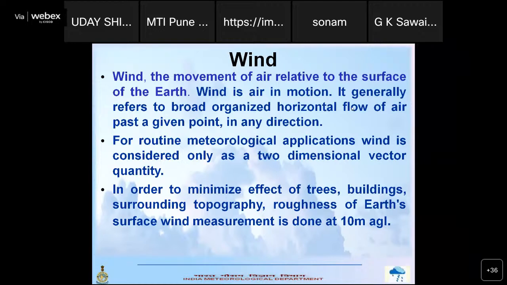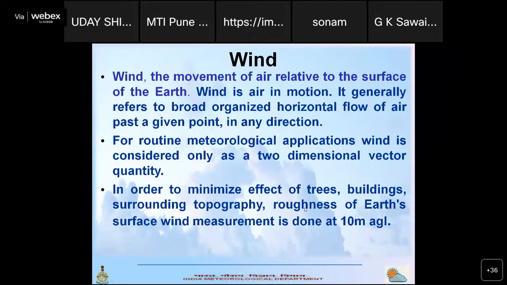So wind is the relative movement of the surface of the earth. Wind is the air in motion, nothing but the air in motion. It refers to the broad or organized horizontal flow of air. For routine meteorological application, wind is considered only as a two-dimensional vector. It has a magnitude as well as direction. That's why it is two-dimensional.